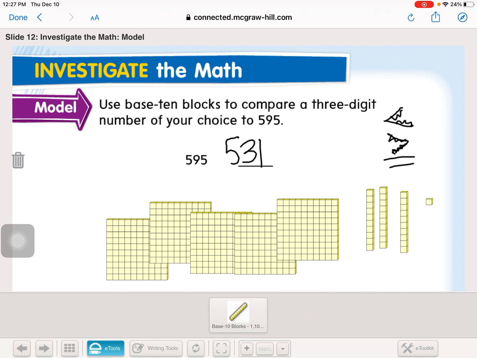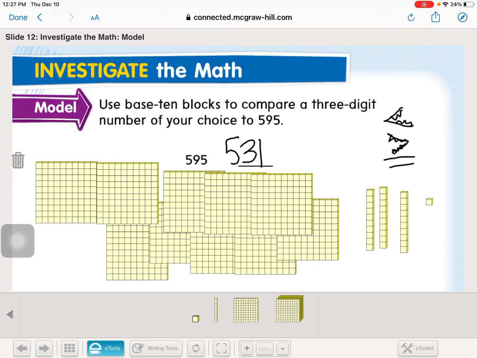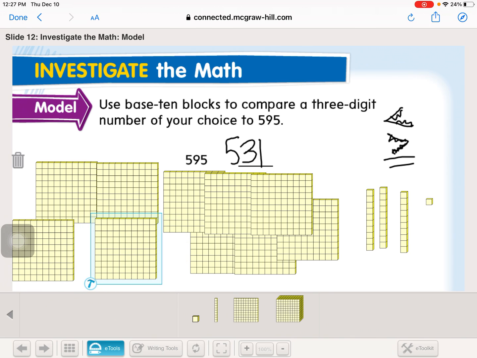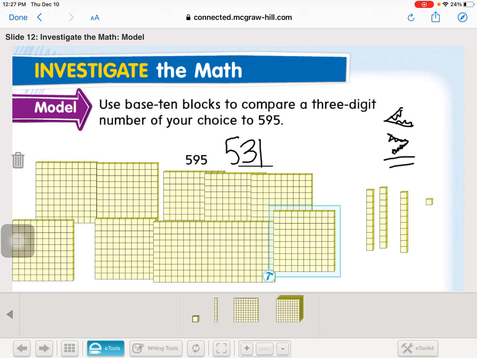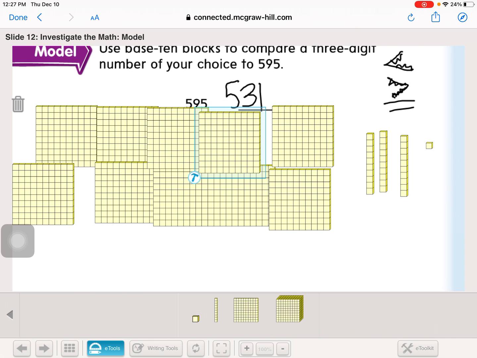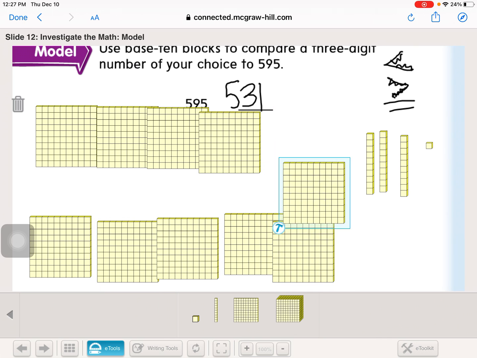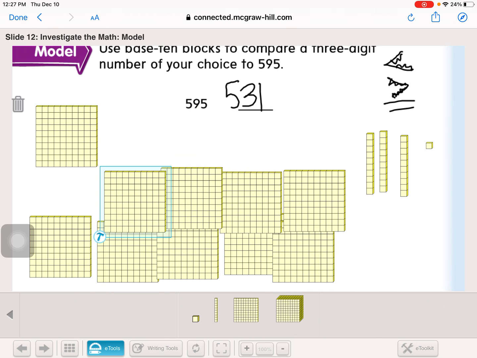So if we look here, let's make our first number 500 and 500, right? These line up, they're the same. So that's not going to help us figure out which one's bigger, right? Then we've got our tens.